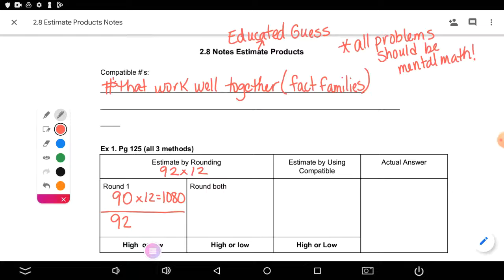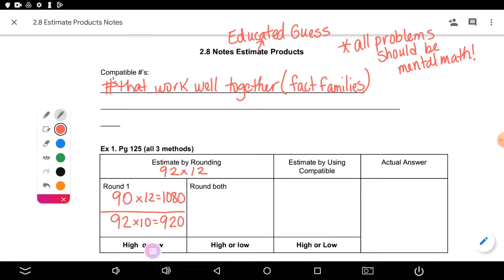So what? 10. Yeah, because we know how to multiply things by 10. Colby, what's 92 times 1? 92. So what's 92 times 10? 920. Both of those estimates are good estimates. You do whichever one works best with your brain. Okay? They're both mental math problems.